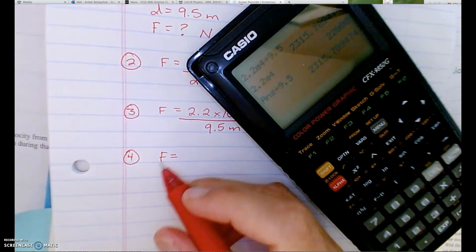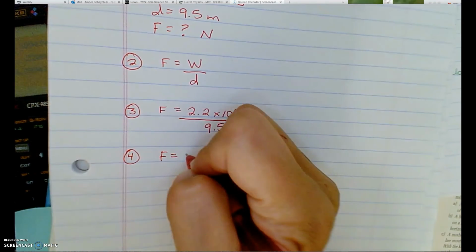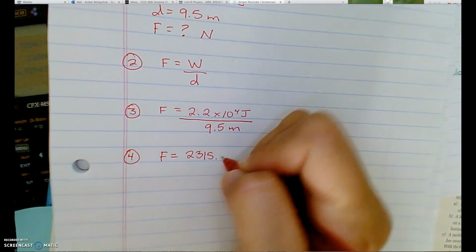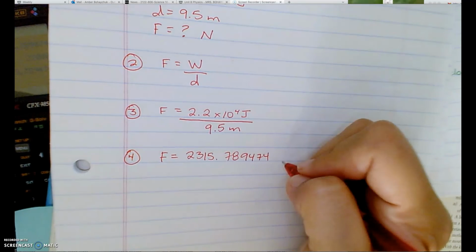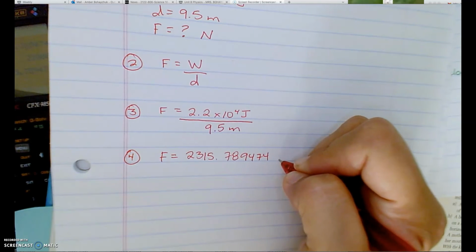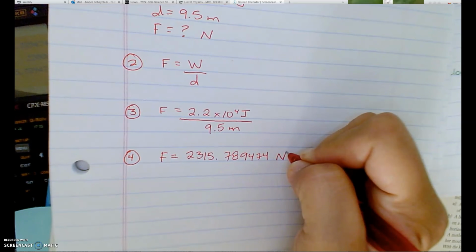And we're putting our units all the way along. That's usually something kids forget. So put the joules, put the meters. 2,315.789474 newtons.